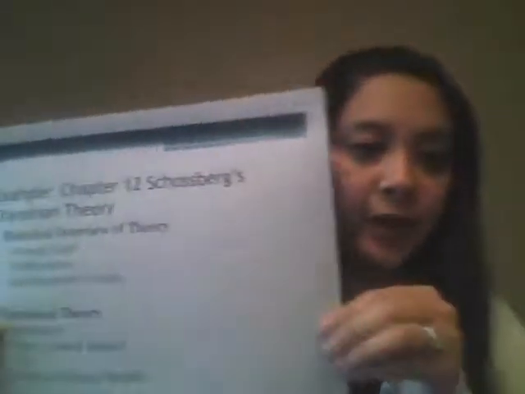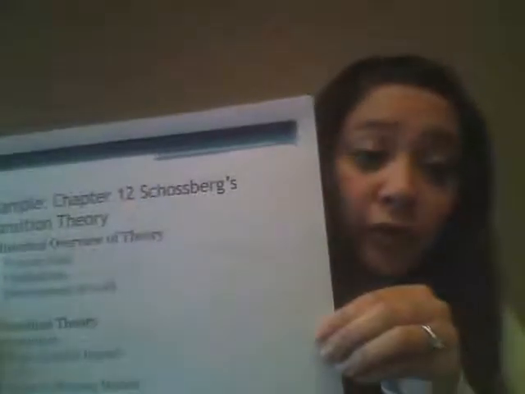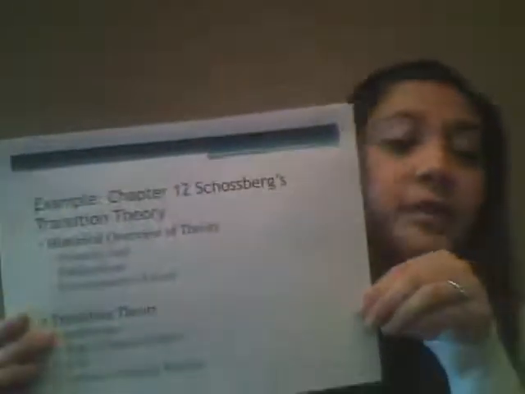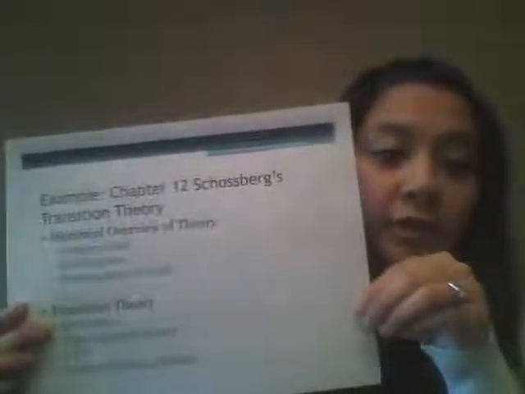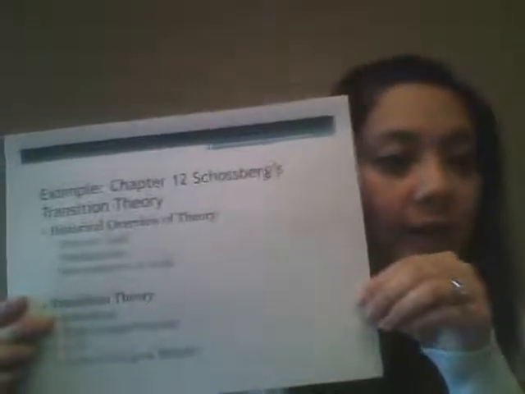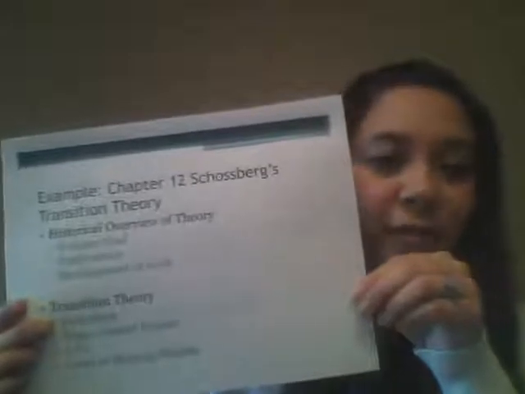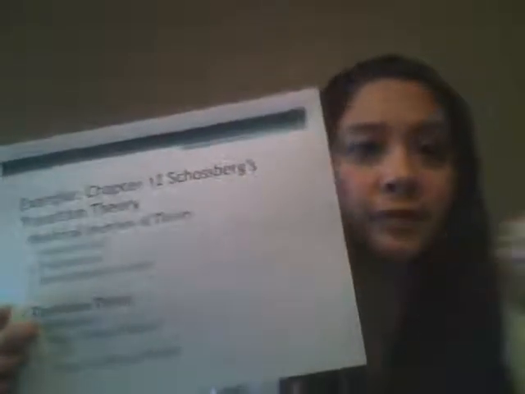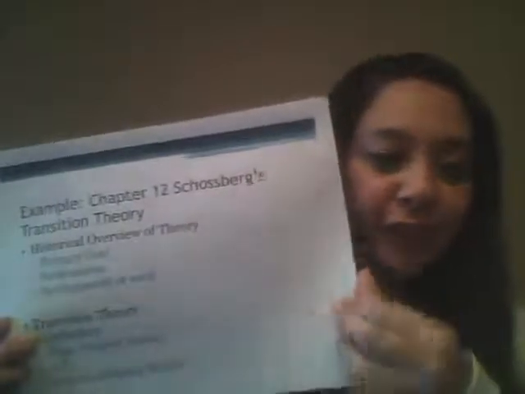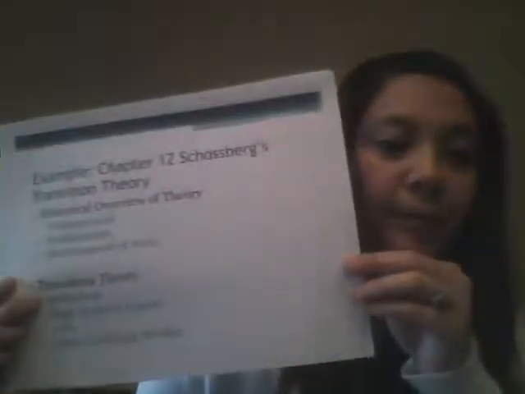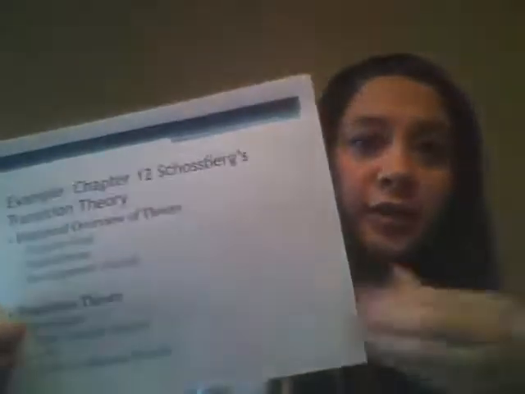So in the chapter, they'll talk about the historical overview of the theory, like what was Schlossberg's primary goals, what kind of publications came out, the development of the work. It'll actually go into more depth about the transition theory, so what was the definitions, the 4 S's that are included in the theory itself, and the different models that could be used as ways to help these students.